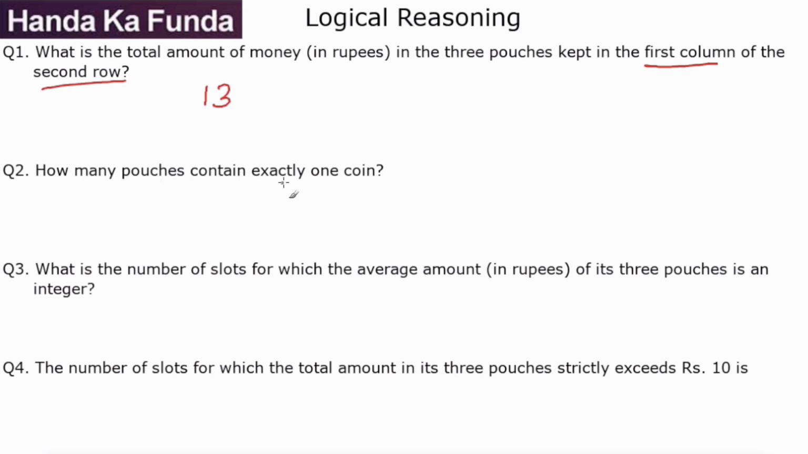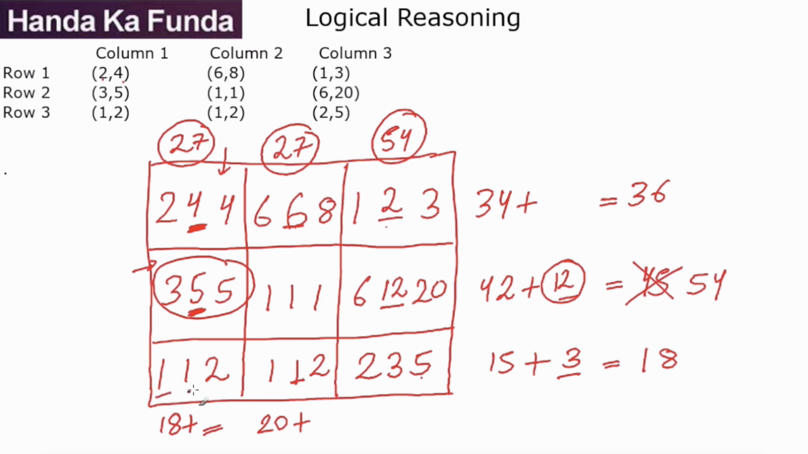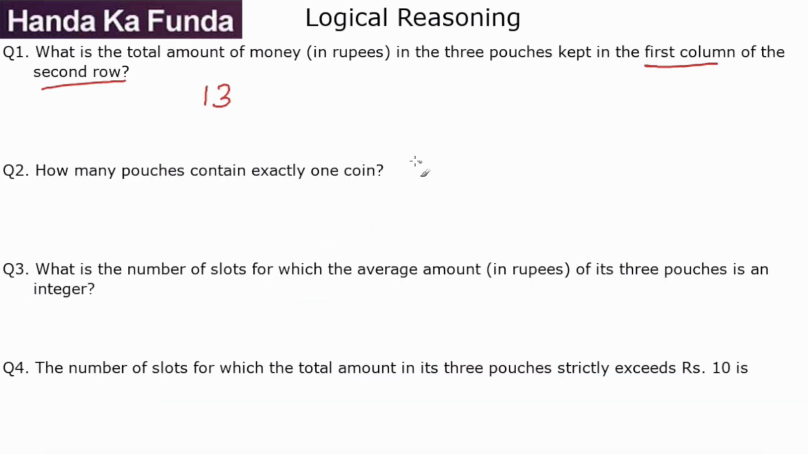How many pouches contain exactly 1 coin? Let's count that. 1, 2, 3, 4, 5, 6, 7, and 8. Did I miss any? I don't think so. So these are the 8 pouches. 2 here, 2 here, 3 here, and 1 here. So 8 pouches contain exactly 1 coin.